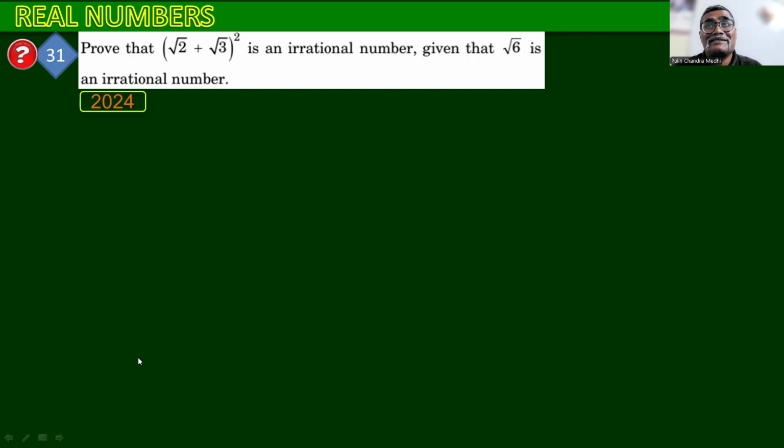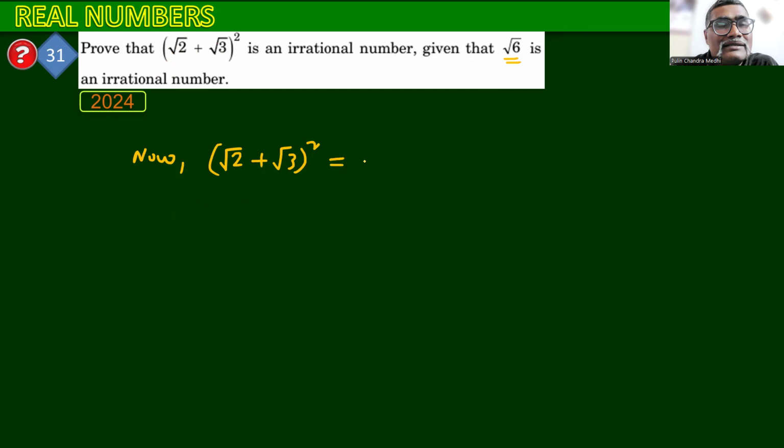Okay, this is a very good question. How will you do it? See, don't go for contradiction here immediately. Don't consider that this is irrational, because they have already told you that this is irrational, right? So first, you start with the expansion of this.